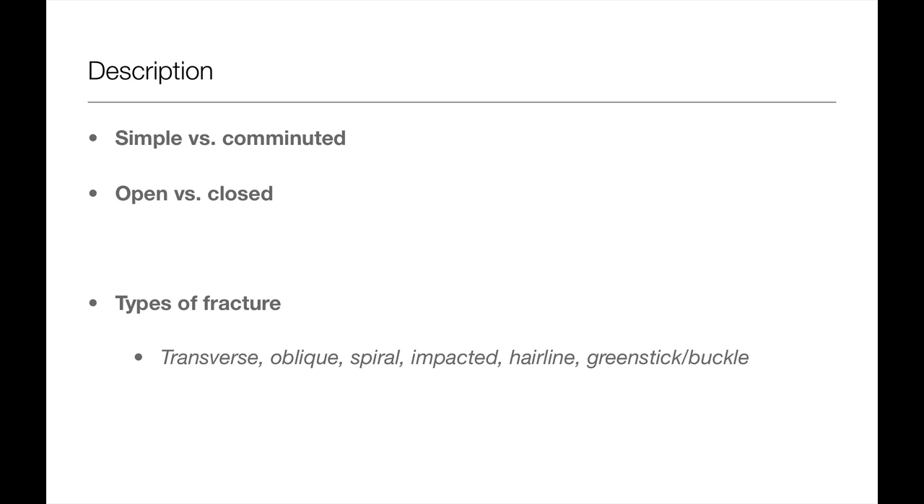on X-ray. Now, the type of fracture is a description of the line of the fracture. This may be a transverse, oblique, spiral, impacted, hairline, or green stick or buckle in children. Location is the name and part of the bone, and whether it is articular, metaphyseal, or diaphyseal, or in a characteristic part of the bone, for example, the neck of femur.